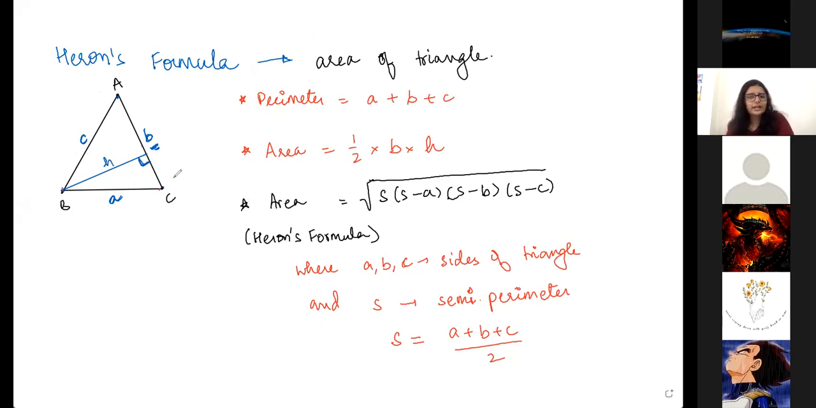If at all you don't know the height, you can use the other formula for area, which is given by an ancient Greek mathematician. His name is Heron or Hero. This is the formula that he gave: root of s into (s minus a) into (s minus b) into (s minus c), where s is the semi-perimeter. Semi means half of the perimeter. So first you calculate s, and then you can calculate the area. This is what it is.